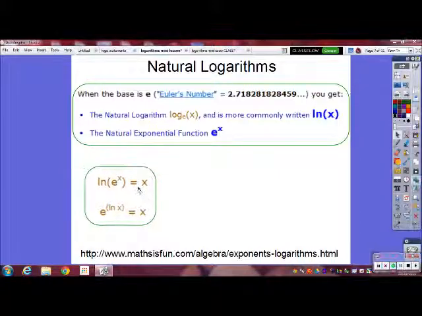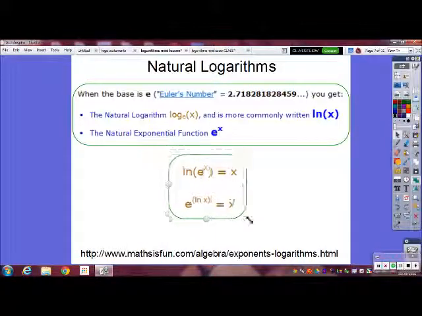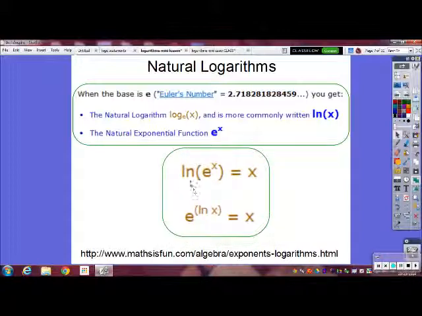A couple of really important rules to be aware of is if you take the natural log of e to the x, they are inverse functions. So the natural log and the e cancel, and you're left with x. And then if you raise e to the natural log of x, again the same thing happens. The e and the natural log cancel, and you're left with x. They are inverse functions. And down here is the website to access the specific information on the Math is Fun website.